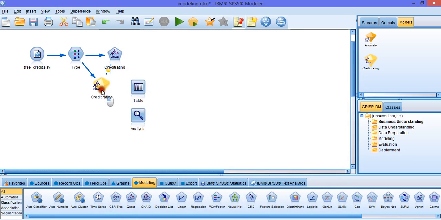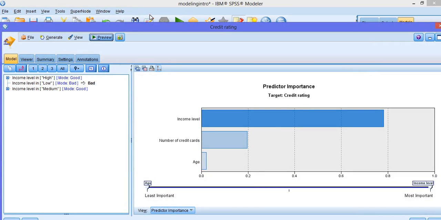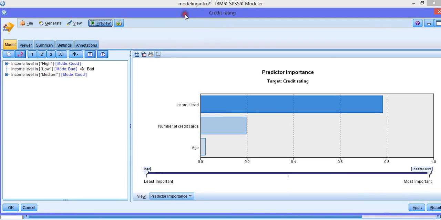And it's going to create the model nugget. So let's browse it. Okay. Here, we see that the income level is 78% important. The second is the number of credit cards, at 20%, and the age is only 2% important. So this tells you what you need to focus on most when you're determining if the customer is good or bad based on the information that you have.